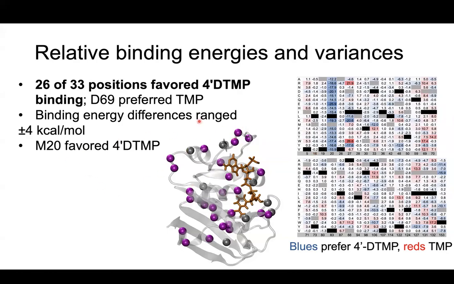As you see, the energy differences range up to 4 kcal per mole, which makes this significant. And also, when we perturb this position with the mutations, the preferences always go for DTMP. But there is some mixed behavior. You see, with this mutation, this protein becomes more sensitive to DTMP, and with this specific mutation, it becomes sensitive to TMP.